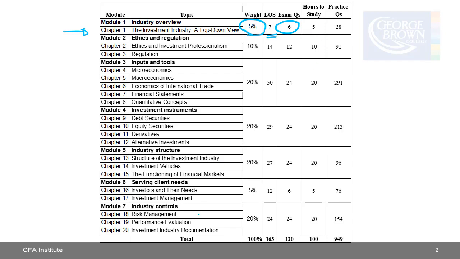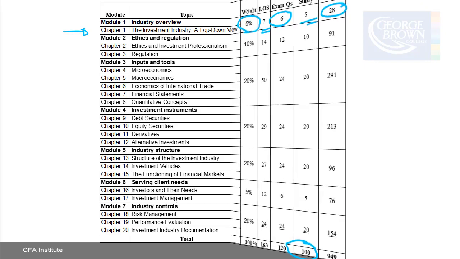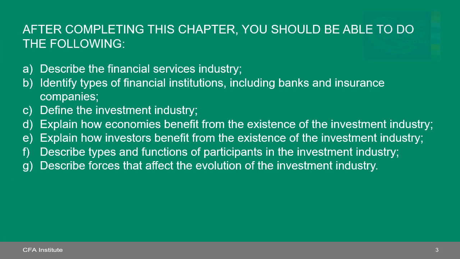Then if we're targeting 100 hours to study, this module would be about 5 hours of studying, and there's 28 practice questions in the learning ecosystem. Here are the 7 learning outcome statements for the chapter. After completing this chapter, you should be able to do the following.